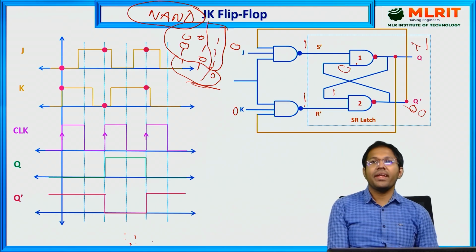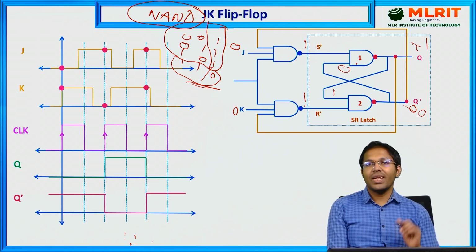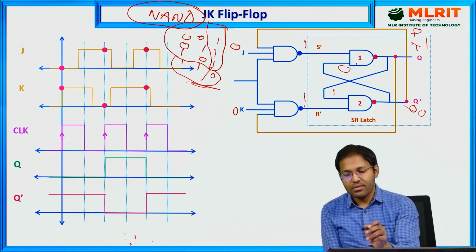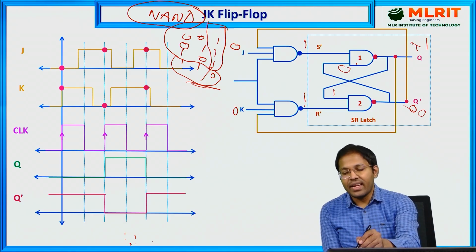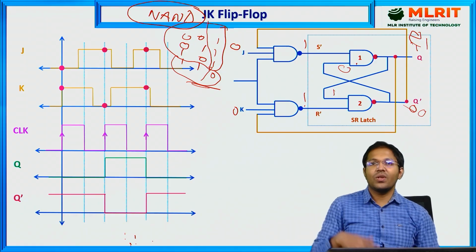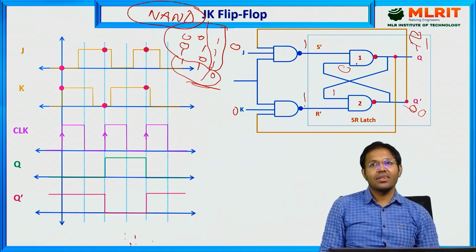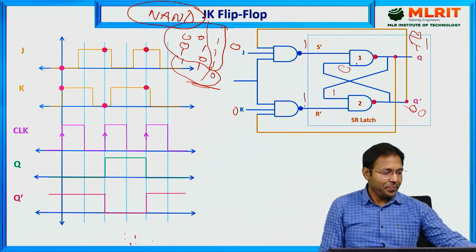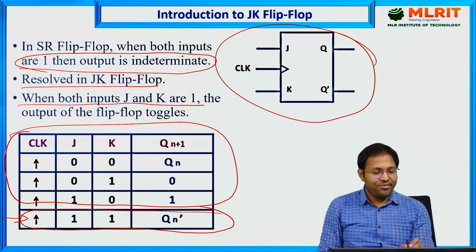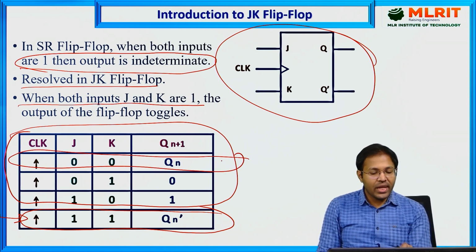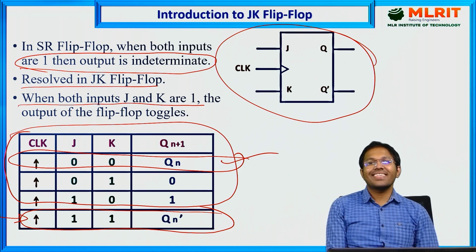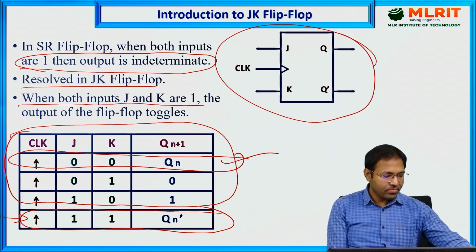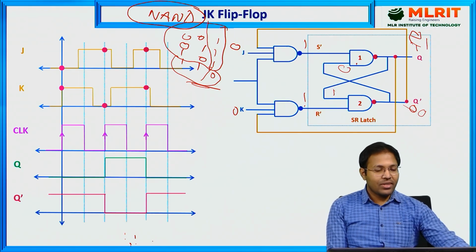So what is happening? Previous value was 1, new value is also 1. So the value is simply maintained. Whatever was the previous value, the same value is maintained. So it acts as memory. And that is what is reflected here. When both the inputs are zeros, the output is simply the same. The same state is maintained. So that was the first case.